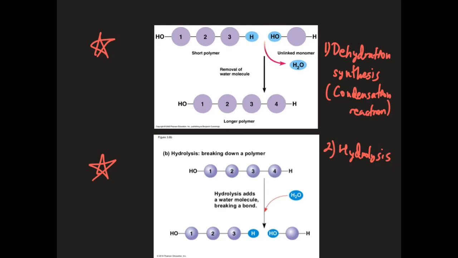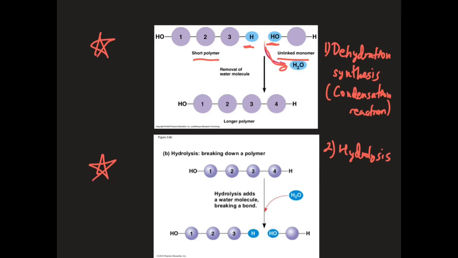So with dehydration synthesis, or a condensation reaction, the reason we call it dehydration is because we're actually dehydrating the compound. So we're losing a molecule of water, as you can see here. And so what happens is a hydrogen group is attached to one polymer, and a hydroxyl group is attached to the other monomer, or it could be another polymer.